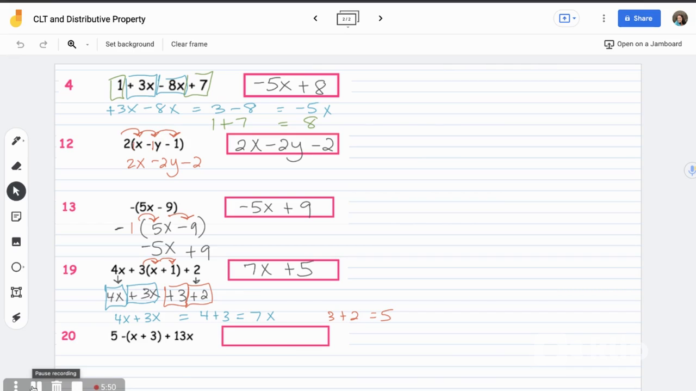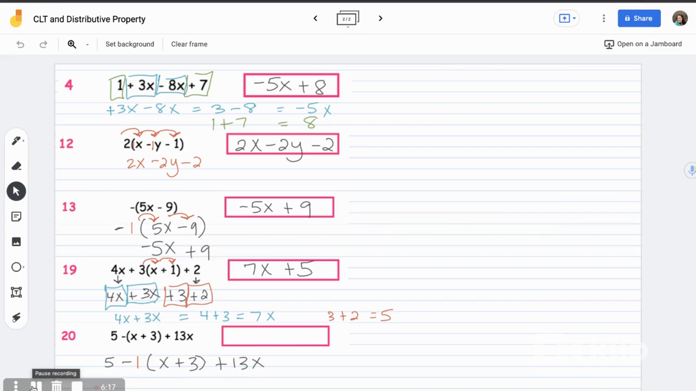All right, and lastly, number 20. So 20 is similar to number 13. We see that negative sign outside of the parentheses. So I'm going to rewrite this problem. 5 minus, and I'm going to add that 1 there because that 1 is outside the parentheses, x plus 3 plus 13x.